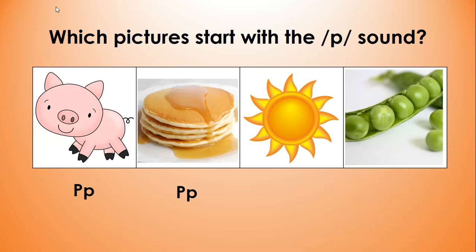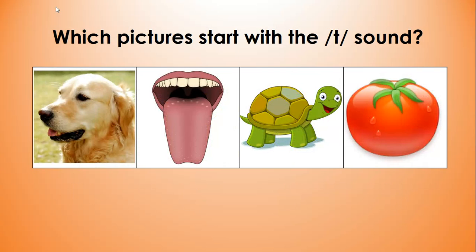What about sun? Sun. That doesn't have the same beginning sound. We'll come back to it. And the last picture is peas. Peas starts with the letter P, or the sound P. Let's go back to sun. Let's say the word again. Sun. What sound do you hear at the beginning of the word sun? S. S is the letter S sound. Great. Let's do another one.